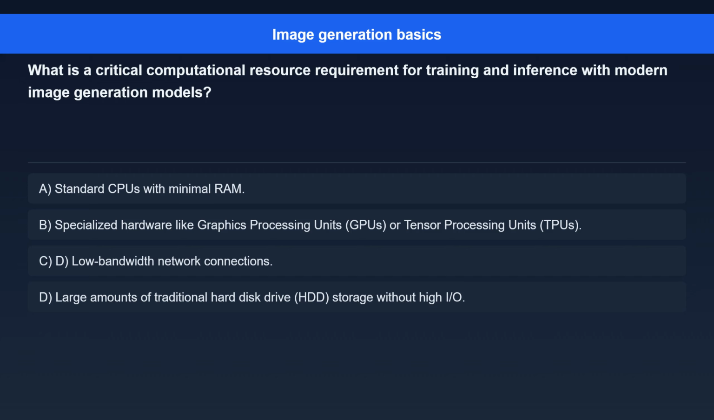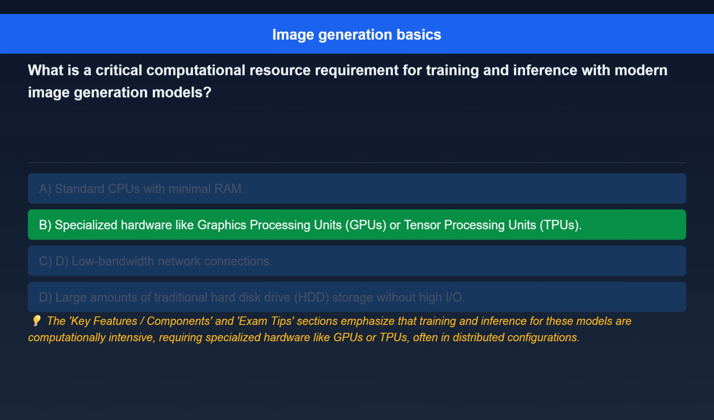Option A. Standard CPUs with minimal RAM. Option B. Specialized hardware like graphics processing units, GPUs, or tensor processing units, TPUs. Option C. Low bandwidth network connections. Option D. Large amounts of traditional hard disk drive, HDD, storage without high I/O. The correct answer is specialized hardware like graphics processing units, GPUs, or tensor processing units, TPUs.